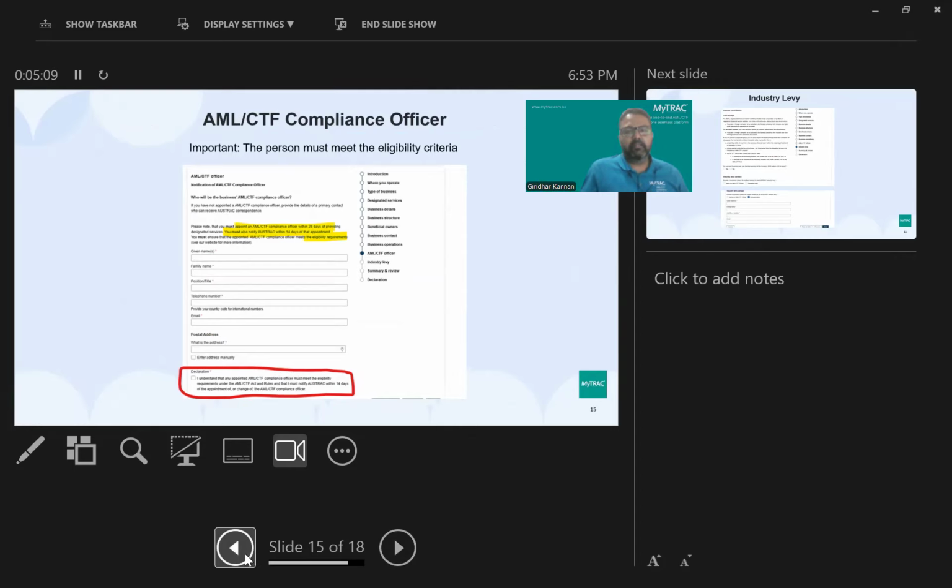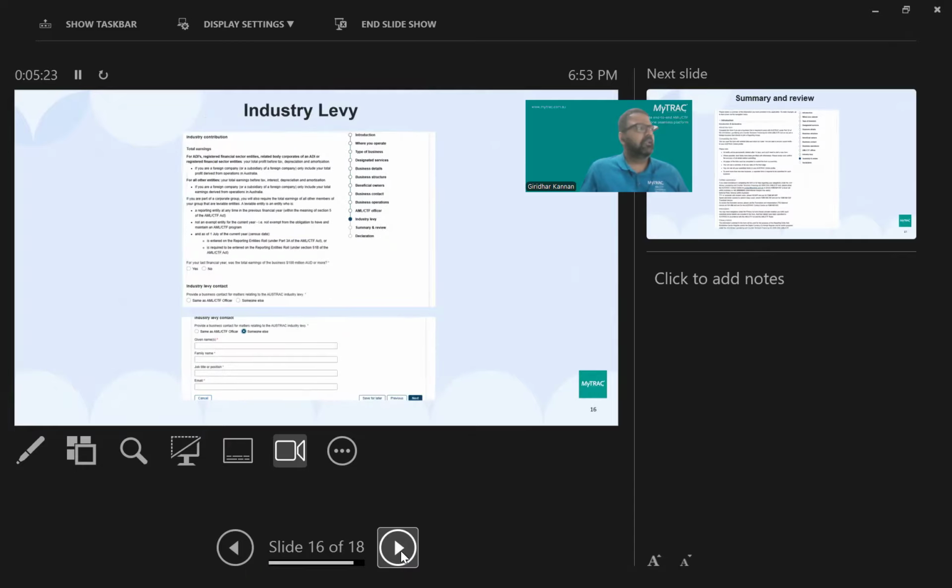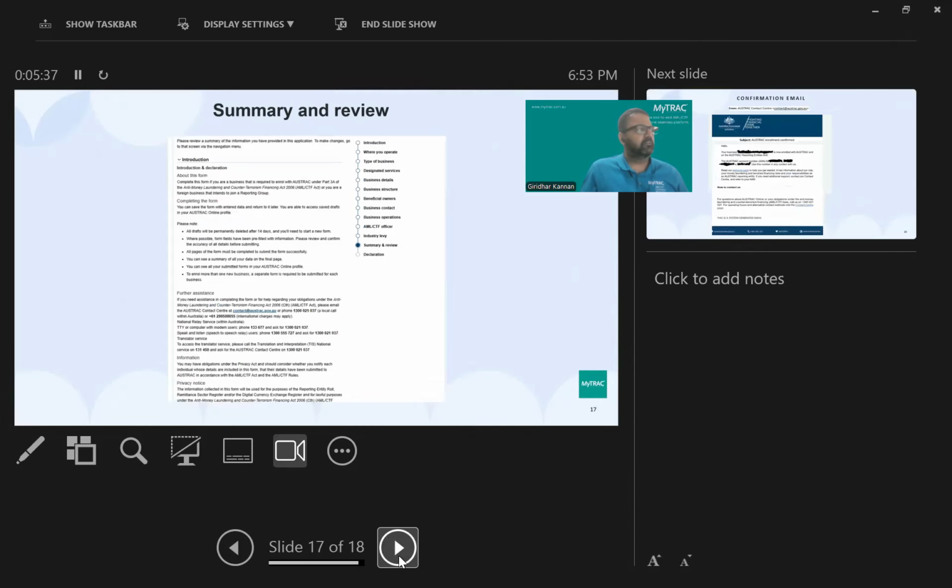Please note, you're making a legal declaration to say that you understand the person appointed meets the requirement, and if there's any change, you will inform AUSTRAC within 14 days. So you're making a legal declaration. Please keep that in mind. Industry contribution levy: if you're more than $100 million, then you will have an industry contribution levy. In most cases, this is not applicable. As for who AUSTRAC should get in touch with, you can choose to give the compliance officer as the point of contact.